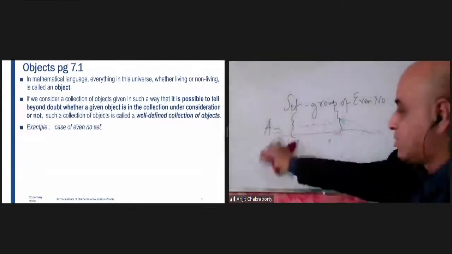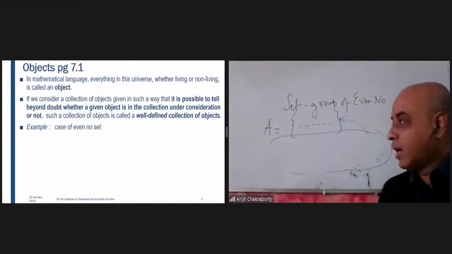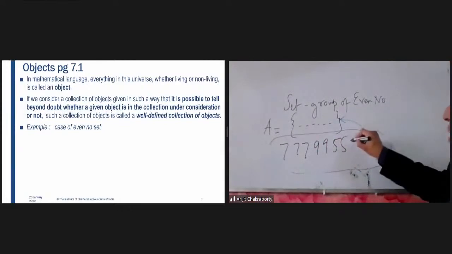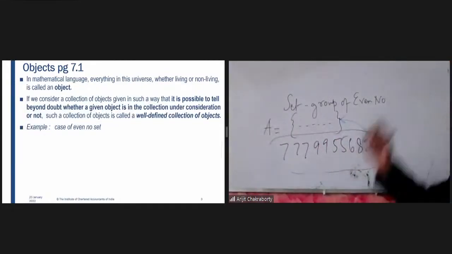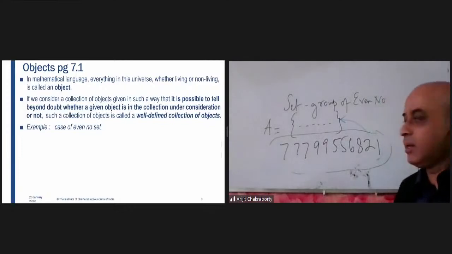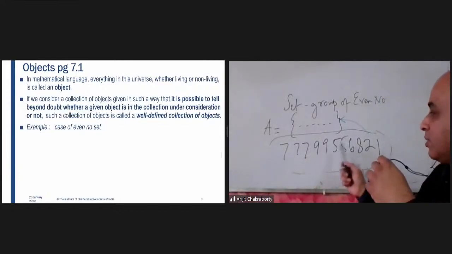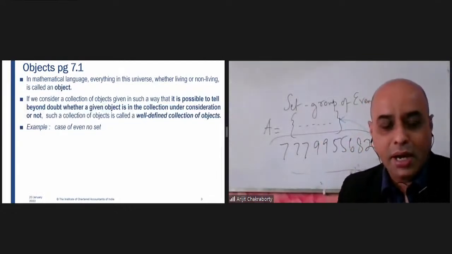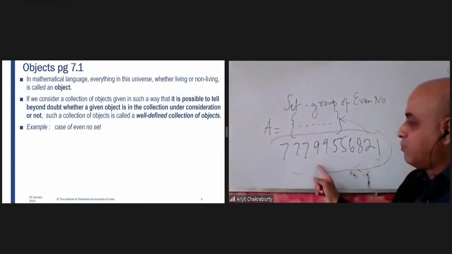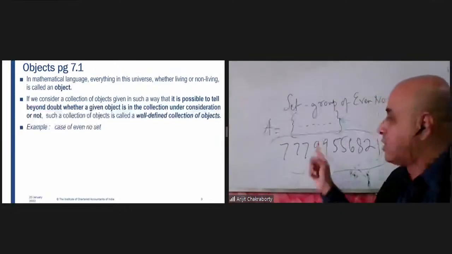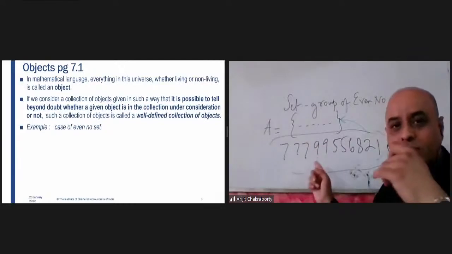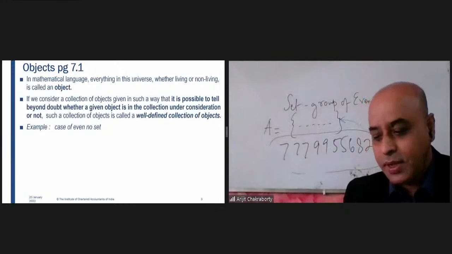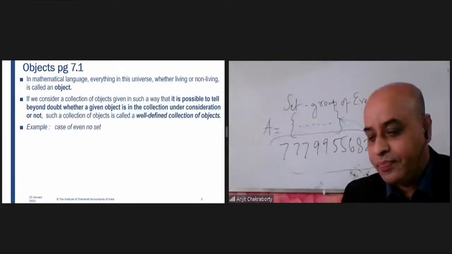Now I'm writing one more number, and you have to say whether it is a member or not. Let me write a fresh number here: 77799556821. I have written it randomly. It is a large number. Just looking at the number, can you say whether this number is going to be a member of set A? So I think no.